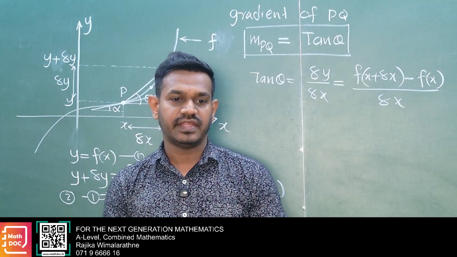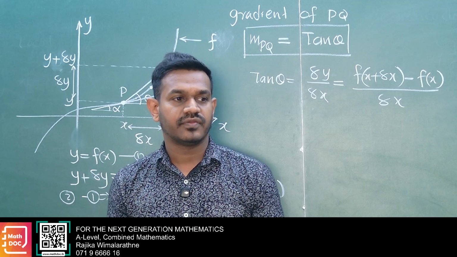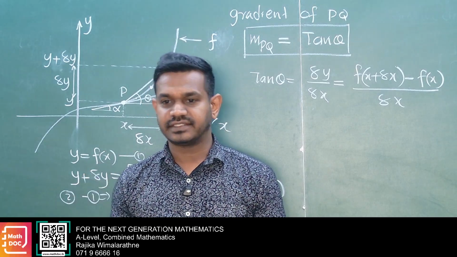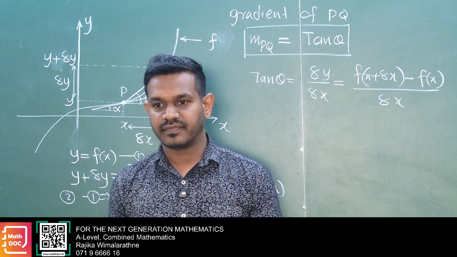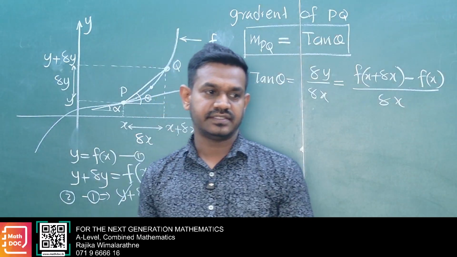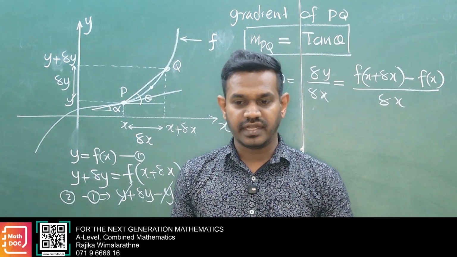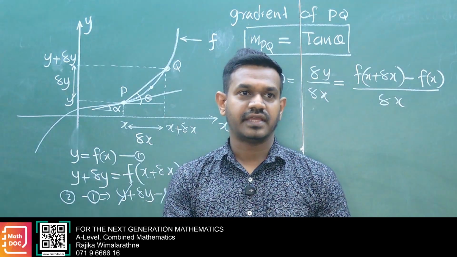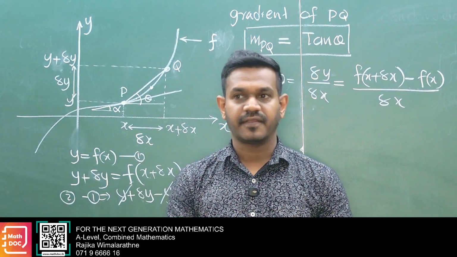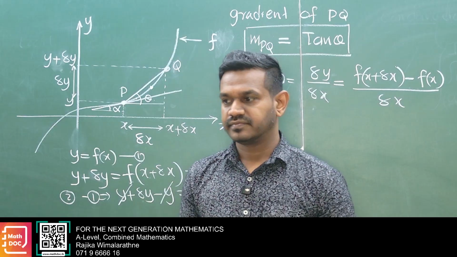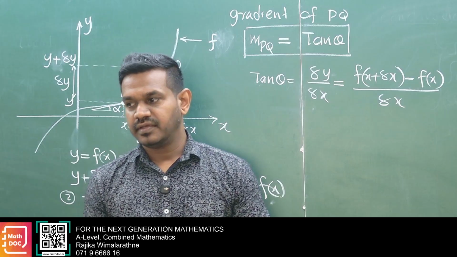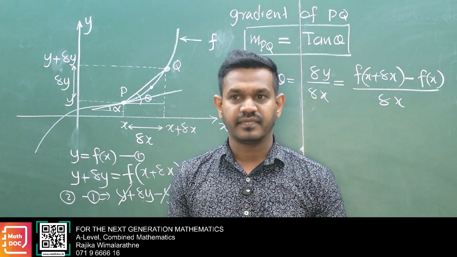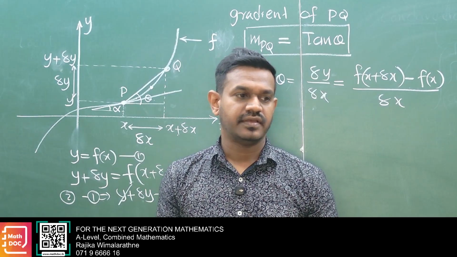When a small increment is given to x as delta x, the corresponding x coordinate will be x plus delta x. Then the increment in y is delta y.